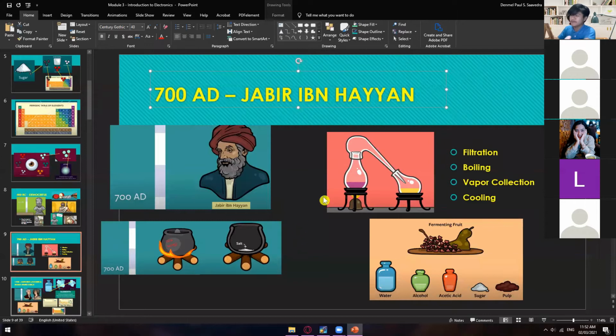But he developed, or he figured out, another process on how to extract smaller particles or smaller elements inside of that element, let's say salt. As you can see right here, he has 4 processes: filtration, boiling, then vapor collection, and then cooling. So from that part, you figure out that you can find out more elements or particles in one thing, or in a specific thing.